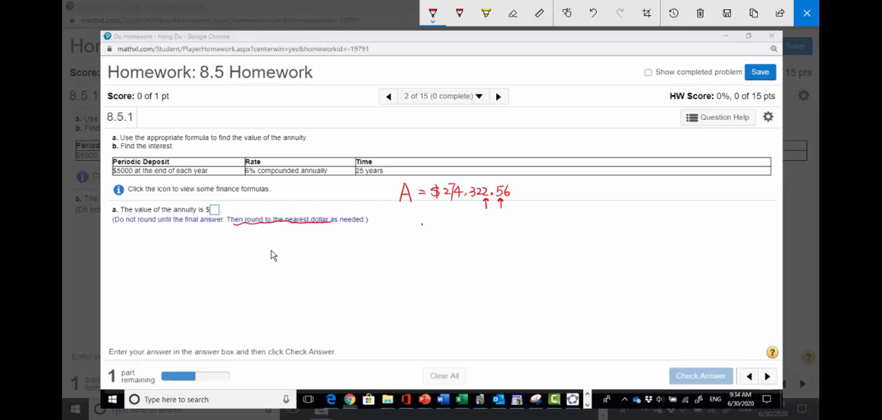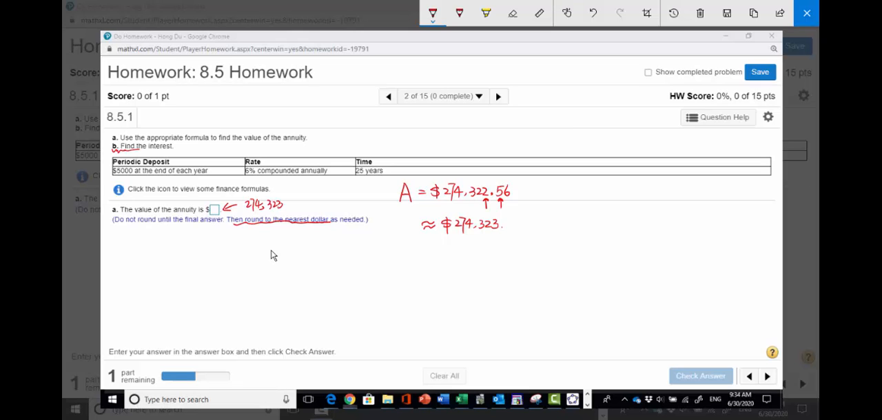So the rounded answer is going to be $274,323. That's the number that should go into the answer box. So 274,323. Now we're going to look at part B.